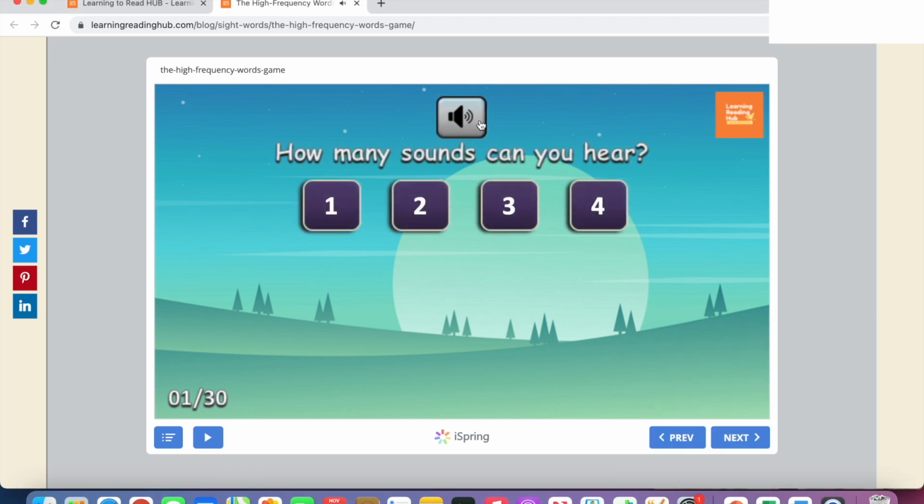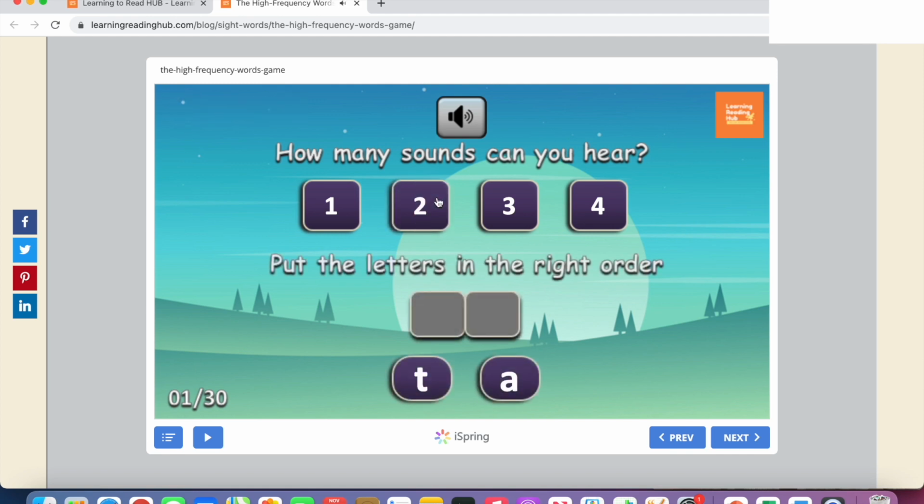So let's play. First of all, we hear "at". How many sounds can you hear? We hear the high-frequency word and then we're asked how many sounds we can hear. In this case, 2. Put the letters in the right order. Two boxes appear and then we need to put the letters in the right order.